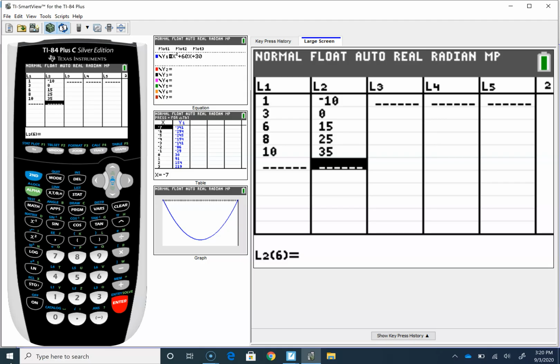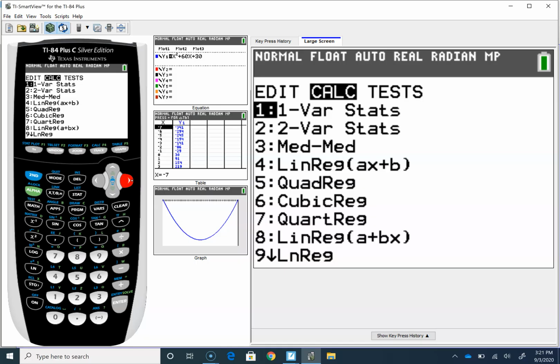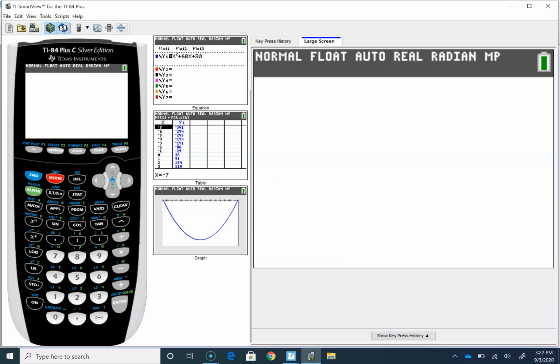Okay, now that we have our points in here, we want to create a line, and how we do that is we're going to do stat, and then calculate. Actually, we're not going to do that, so I'm going to have you quit. So you see the blue quit here? Just do the blue button and then quit. So those points are in the table. They're right here, actually.